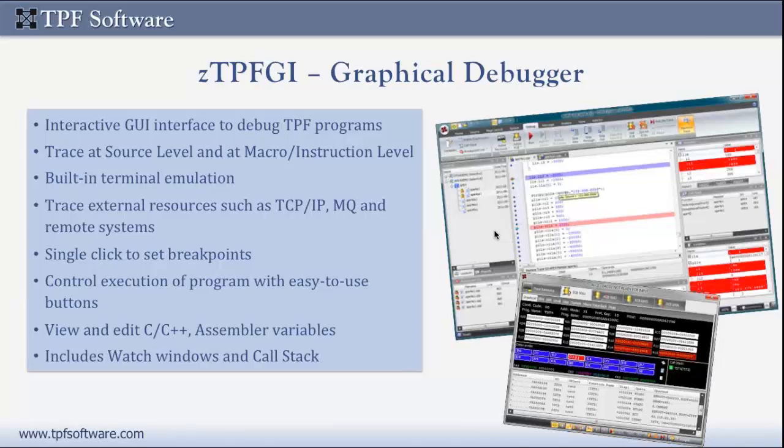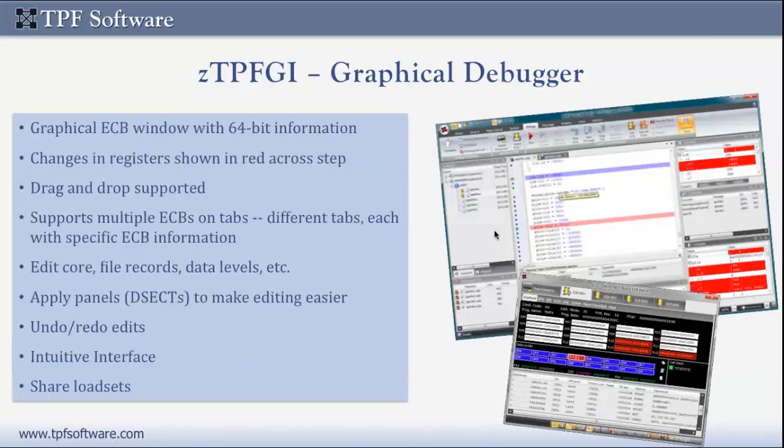Now we are all on z, so all the registers are 64-bit. The zTPFGI debugger supports 64-bit information, and we have some very small features which make it much more interactive and intuitive. When you are stepping through the transaction, if there are any changes in the registers, we highlight those changes by changing colors. You can right click on any data level and get a data level on the fly. You can drop a data level, you can do a flip C, and there are many features on this.